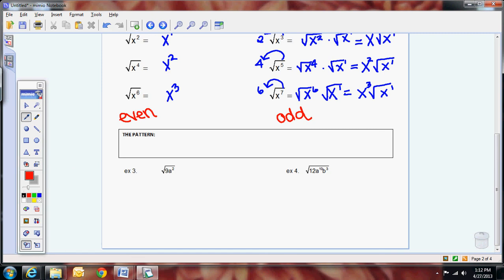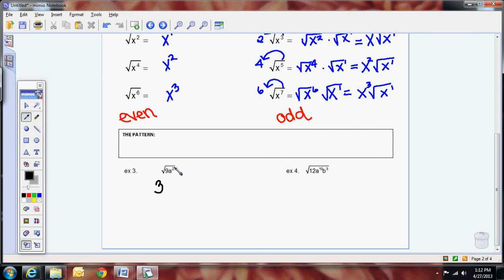So this first one here is something like what you might see. What I would do is first focus on the numbers. If this a squared wasn't there, we know how to do the square root of 9. The square root of 9 is a perfect square, so the square root of 9 is 3. That's going to come out right away.